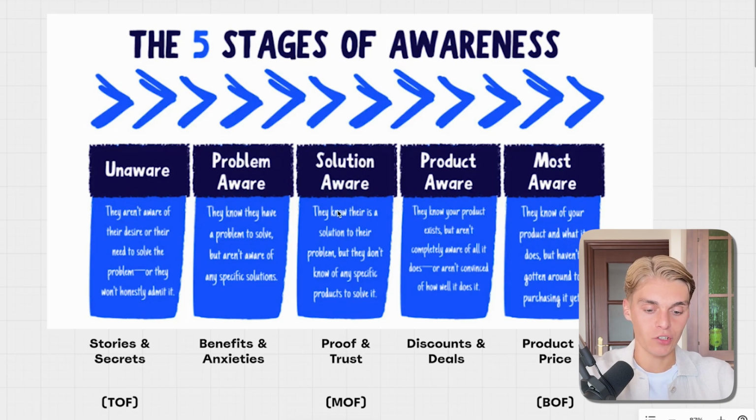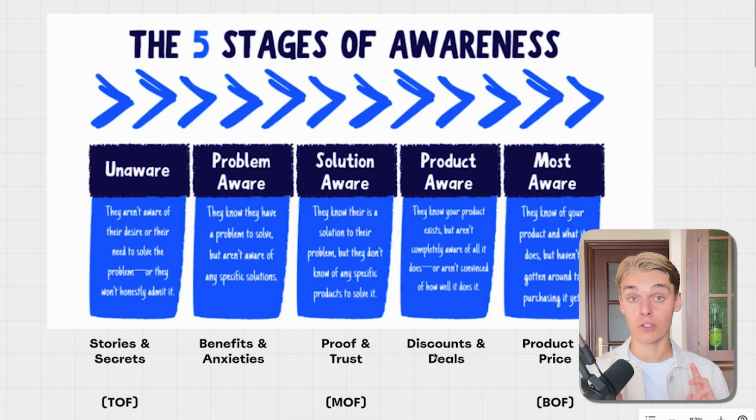And proof and trust, as you can see here as well, they know there is a solution to the problem that they have. They are aware of it, right? They know the solution, but they don't know of any specific products to solve it. Your product is that product that will solve that problem, right? So you make them aware of the solution, and once they are product aware, you can offer deals and discounts. You can, whatever you want to do, right? Price manipulation, and that does not work in all cases, of course.